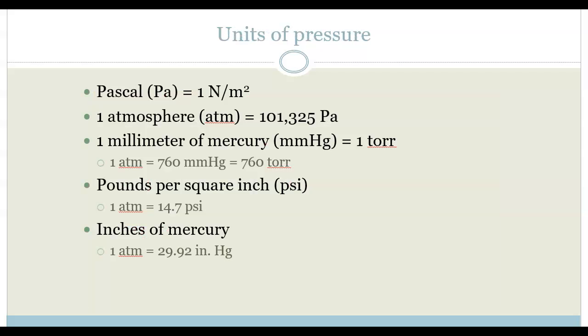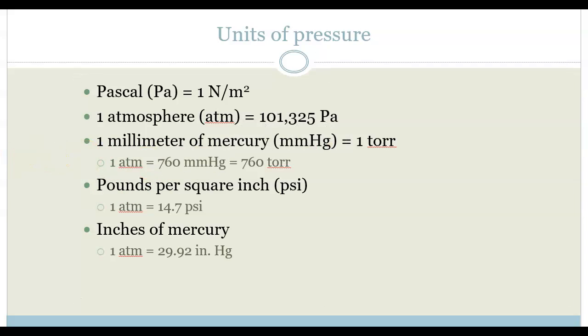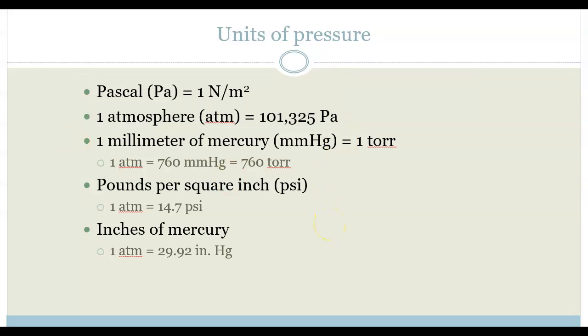Some units that we use to measure pressure: the one that we use the most is probably atmosphere. And then we also look at millimeters of mercury. So 1 atmosphere is equal to 760 millimeters of mercury. We also have units like pascals. So 1 atmosphere is equal to 101,325 pascals. And these are all just different ways that we can look at units of pressure. So of course we could convert between these different units.